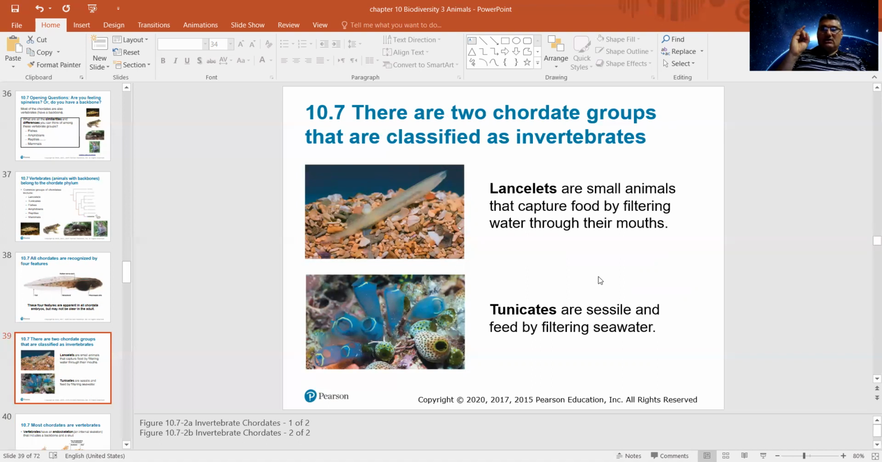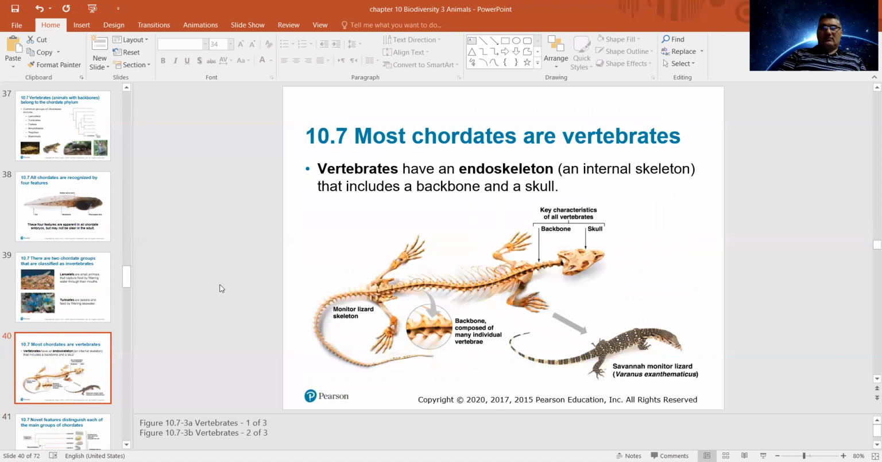So remember, an, in, un, am, im: any one of those as a prefix means no. So this is immovable, cannot move. And they also filter the seawater. Tunicates filter the seawater. So this is for invertebrates.